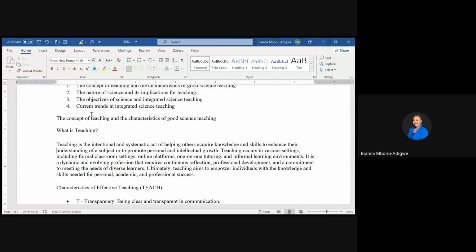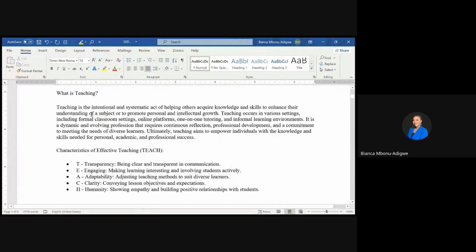Okay, so for teaching to happen, teaching has to have some characteristics. Remember that we said that teaching occurs in various settings. It can be formal. Formal means exam is involved. Somebody must pass or fail. Somebody is being paid to do that teaching. It is a formal classroom.